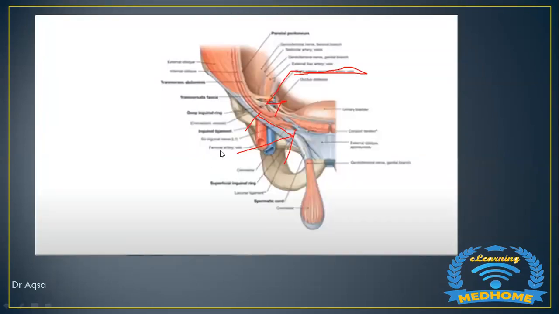So if you look here with me, this is the femoral artery, and the deep inguinal ring is above this. So this is the relationship. That is why it is said the deep inguinal ring is above the femoral artery.